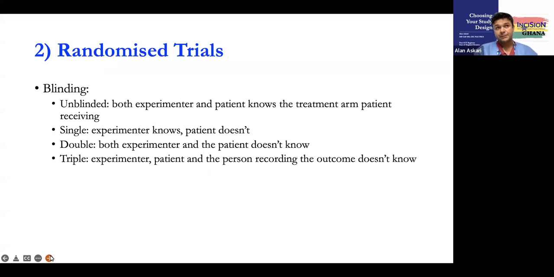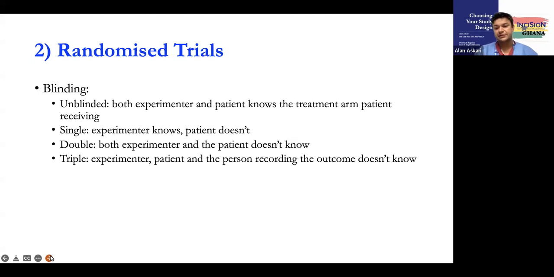So, for example, in surgery, we often can't double blind because we have to do the operation. So we know what operation we're performing on a patient, but the patient may not necessarily know. Double blinded is when both of us, both the experimenter and the patient, don't know.